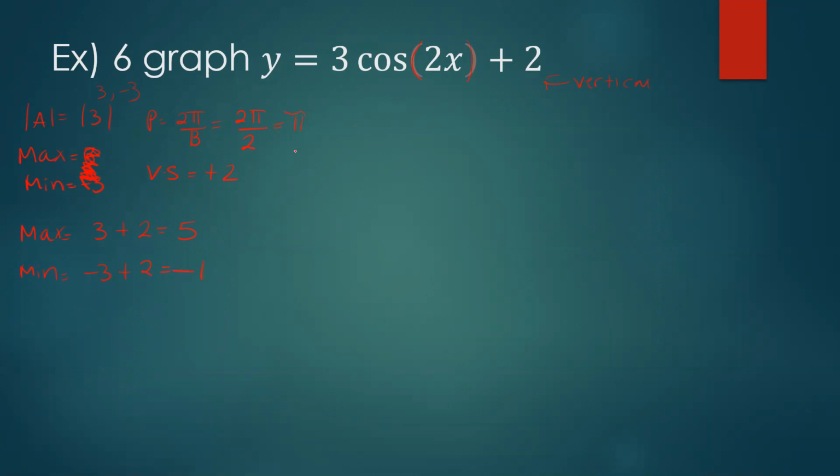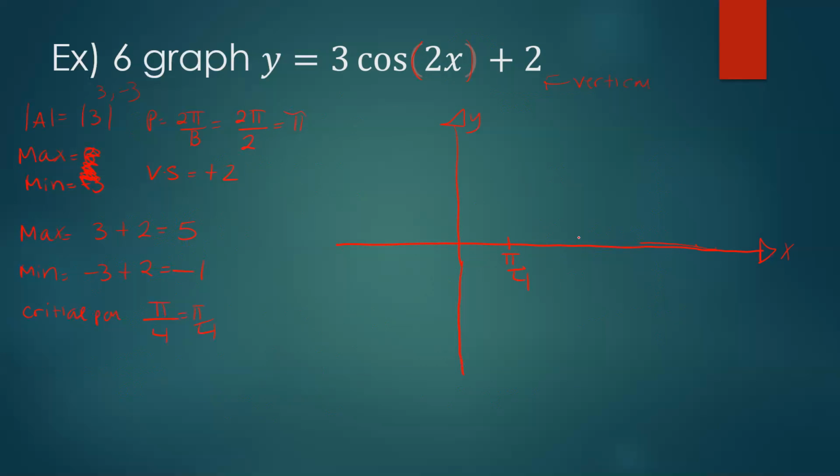And then our period is pi. I think we have enough information. So our max is at 5 and our min is at -1. And it looks like there's no horizontal shift. Oh, forgot our critical points. So critical points. It's our period, pi, divided by 4. So it's pi over 4, right? So our first point is pi over 4, and then you keep on adding pi over 4.